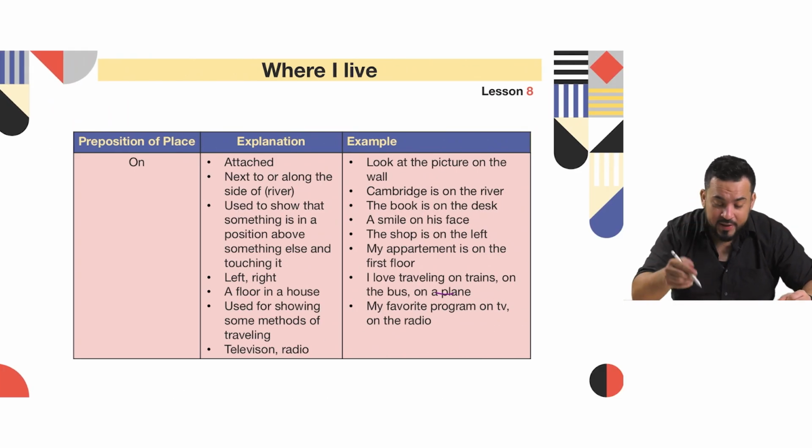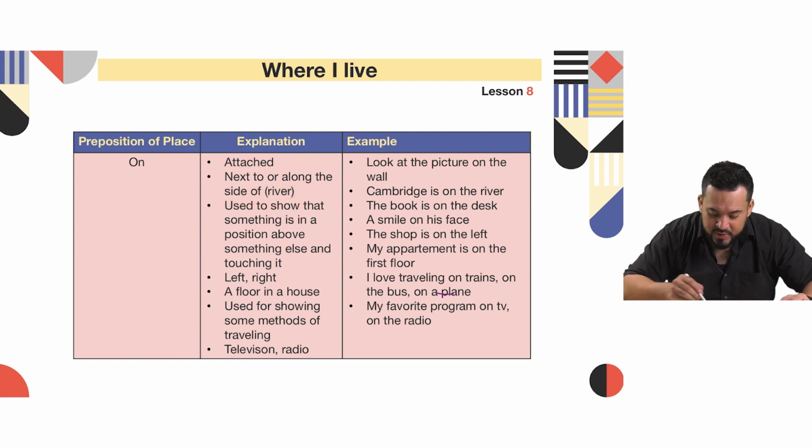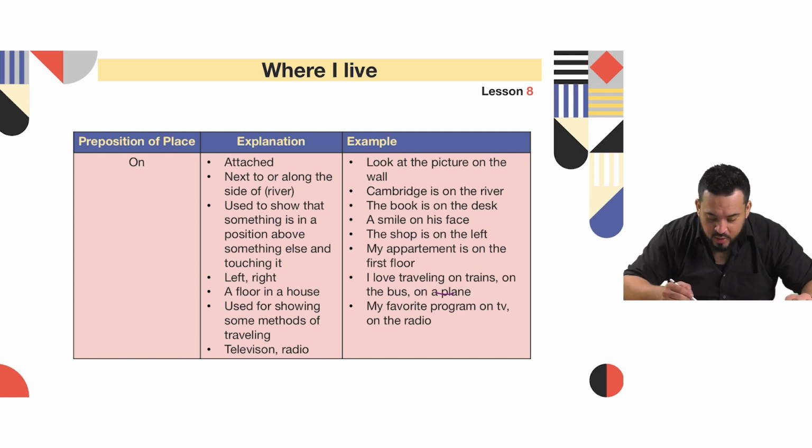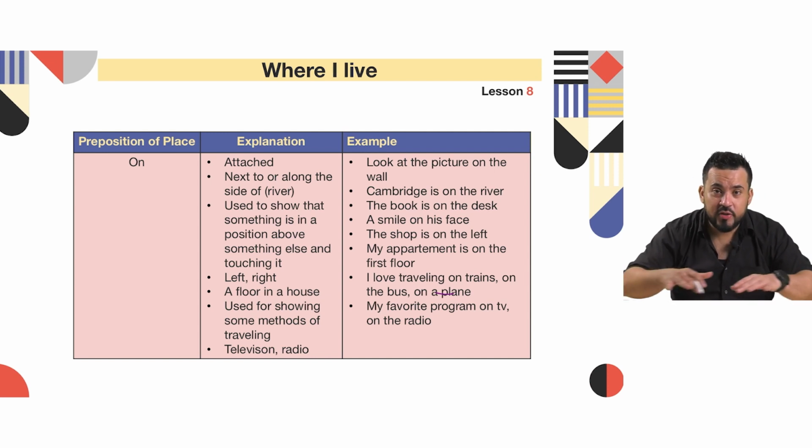"On", again, is a place preposition. When we talk about "on", it means attached, next to, or along the side of the river. It's also used to show something in a position above something else or touching it. "On" could be on the left, on the right, on a floor. If anything is on the floor, you say on the floor, because nothing can go under the floor unless you have a basement.